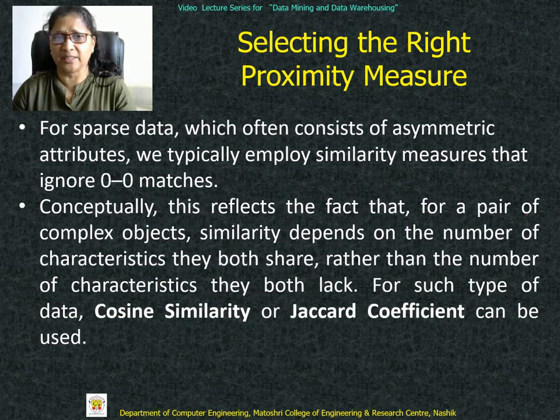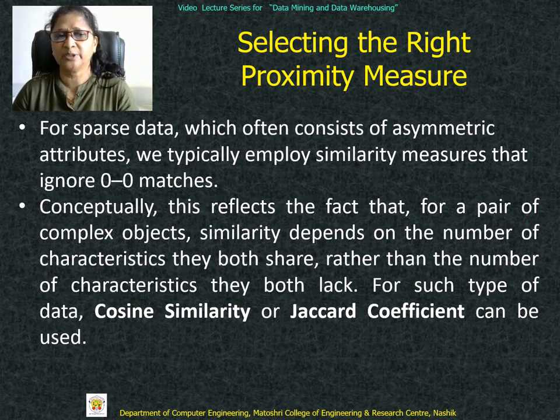When data is sparse, it often consists of asymmetric attributes. We typically employ similarity measures that ignore 0-0 matches. Conceptually, this reflects the fact that for a pair of complex objects, similarity depends on the number of characteristics they both share rather than the number of characteristics they both lack. For such type of data, cosine similarity or Jaccard coefficient is used.